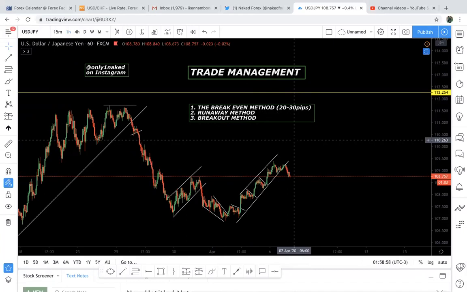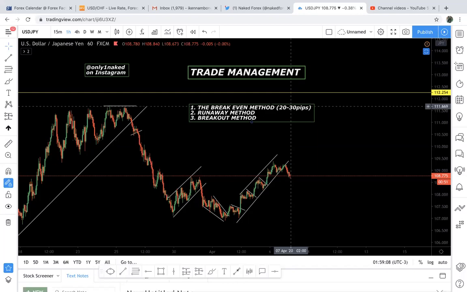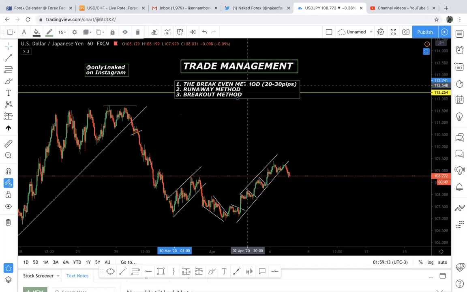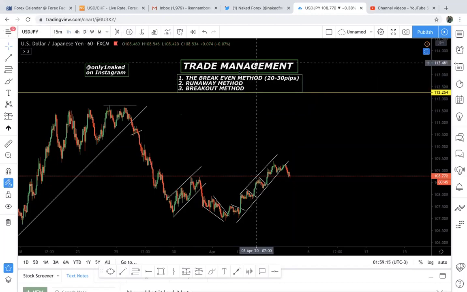Okay, so there are three ways we can actually manage our trades, and I'm going to use this USDJPY to show you guys examples on these three ways you can manage your trade. Because some people get in a trade, don't know when to leave. Some people just stay in and then they just watch it reverse.